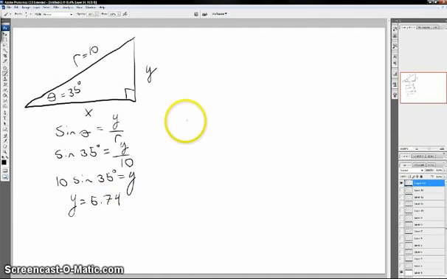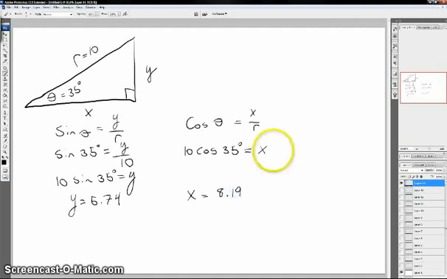I can do the same thing for cosine, except in this case it's adjacent, so that'll be x over r. I can solve that and have it be 10 cosine 35 is equal to x, or x is equal to 8.19. Okay, so those give me the two components of my hypotenuse, the x and y.